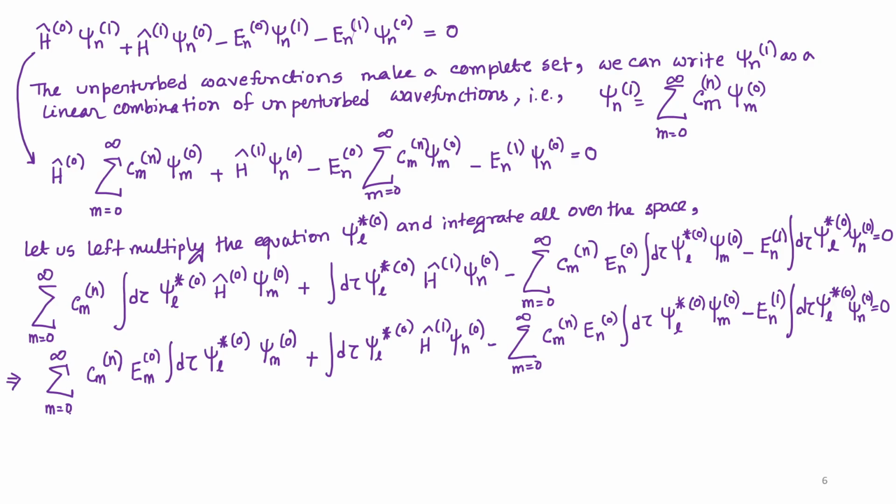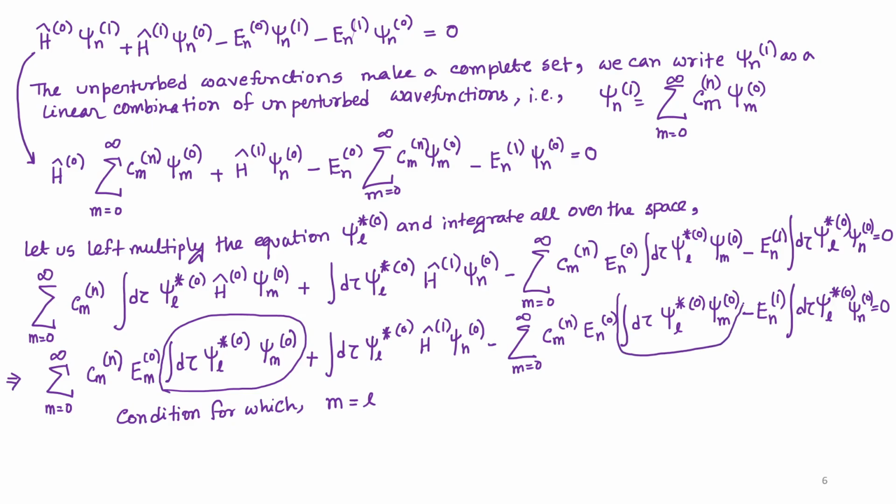Summation means the m can be from 0 to infinity, anything. It can be l, it can be n. So suppose the condition for which m is l, so that time you see this part of the wave function, here. See these two parts, there are summations involved.